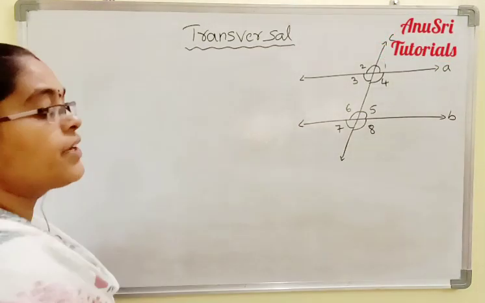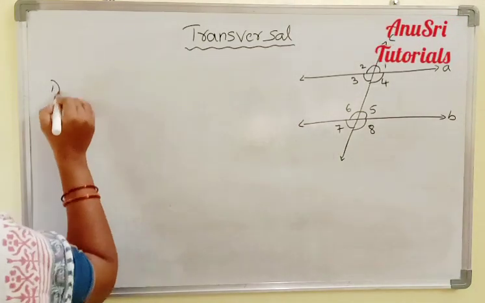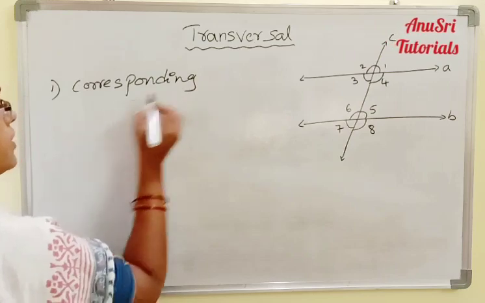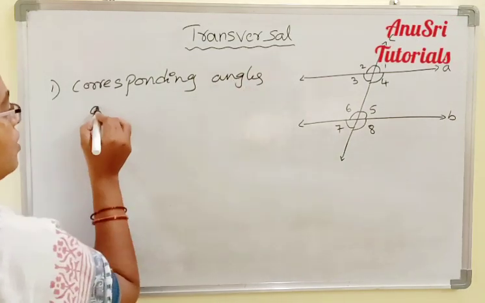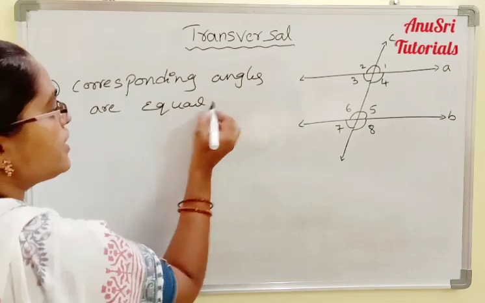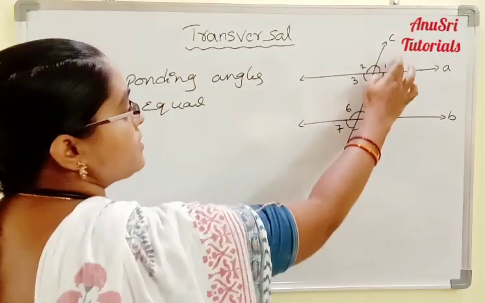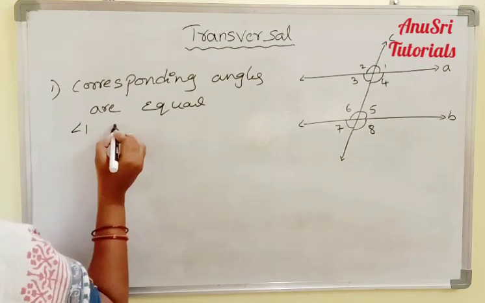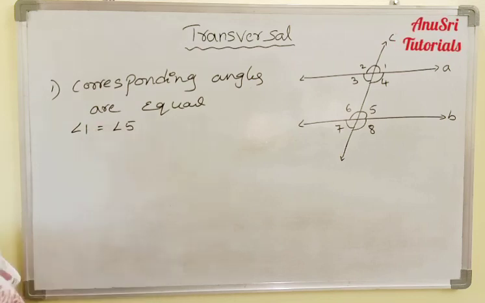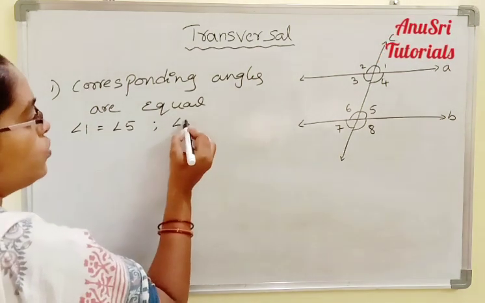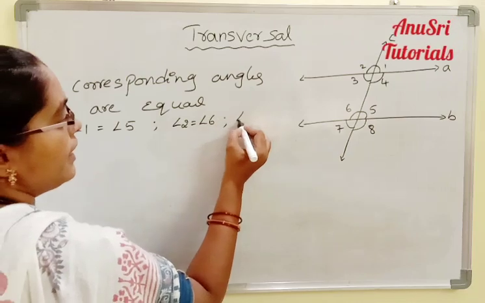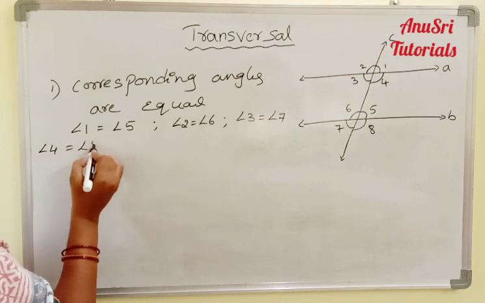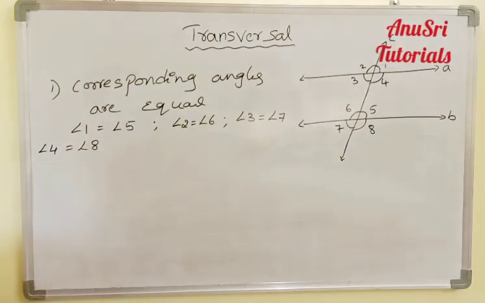So from this we can conclude 4 points. See, the first one is corresponding angles are equal. What are the corresponding angles in this condition? In place of 1, what do we have in the second line? 5. So angle 1 and angle 5 are corresponding and these two are equal. In the same way, angle 2 is equals to angle 6 and angle 3 is equals to angle 7 and angle 4 is equals to angle 8. So corresponding angles are equal.